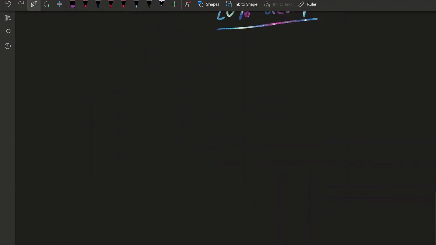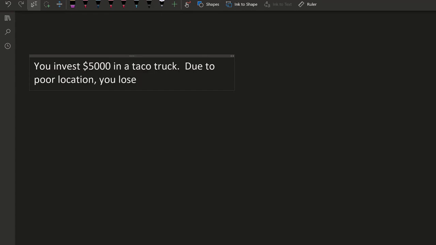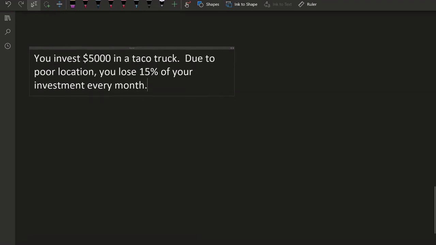Okay, so let's try doing a full word problem here. Let's say you invest in a taco truck. How much did we invest? You invest $5,000 in a taco truck. Due to poor location, you lose 15% of your investment every month. How much is your investment worth after 2 years?